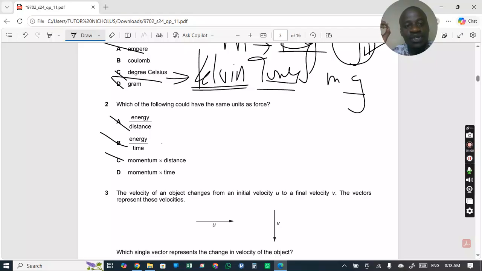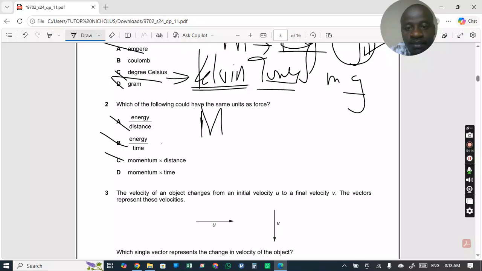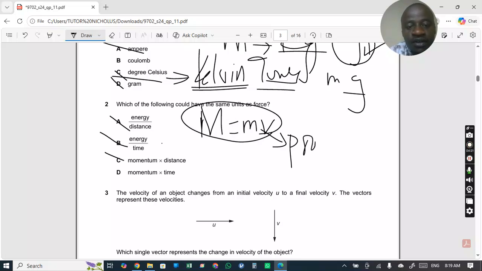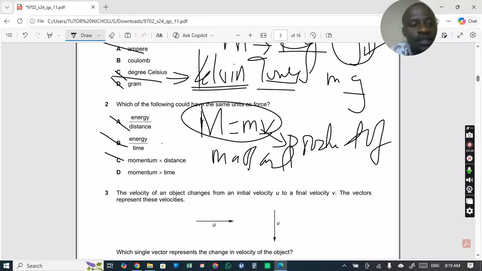So in physics we use a formula to define a term. Momentum is mv, not distance, mv. Momentum is calculated by taking mass times velocity. That's why we say momentum is the product of mass and its velocity.